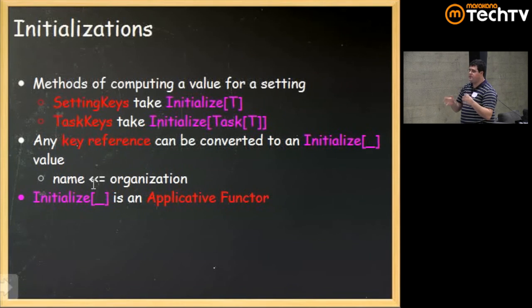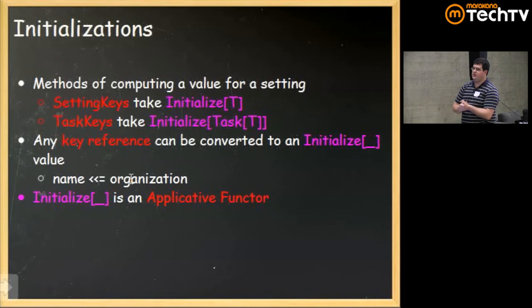For settings, remember we said they're calculated once when the build is loaded. We actually get the raw T and place it into the setting. For these task keys, we generate a task. The task is a function that will be computed later. So yes, Initialize is a function that generates a function that will be run later. So deferred work. Any key reference can be converted directly into an Initialize. So if I want to set the name to the value in organization, I create a setting like this. So keys automatically become Initialize.